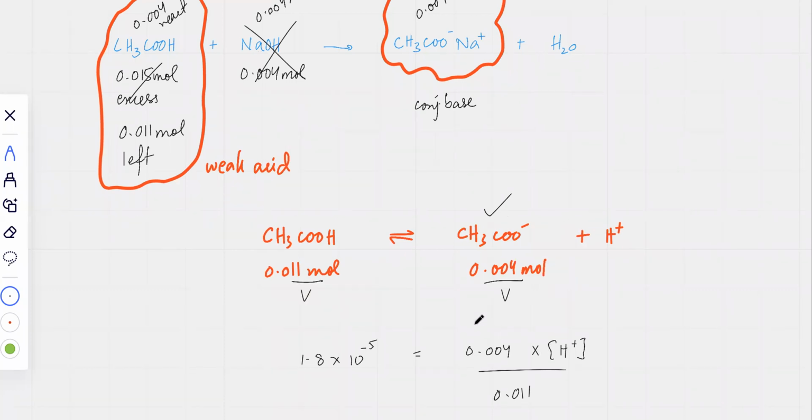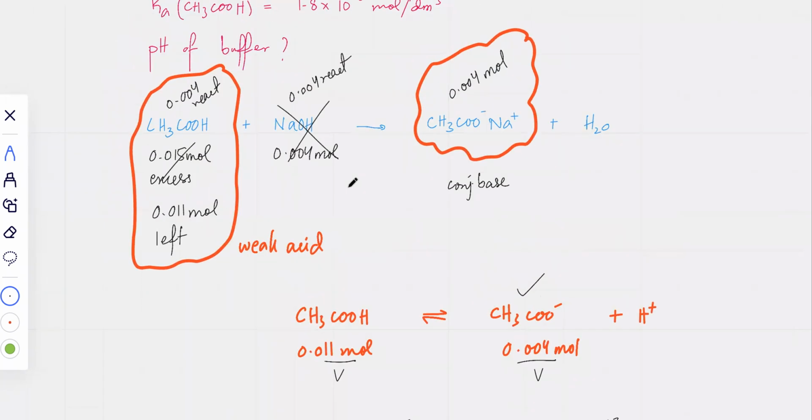Sir, why do we have 0.004 moles of this conjugate base? In the reaction, how much NaOH was reacting? I mean 0.004. And it was reacting with 0.004 moles of ethanoic acid, right? Yeah. So one reacts with one to produce one. So this is the amount that would be produced of the conjugate base. Is this clear?